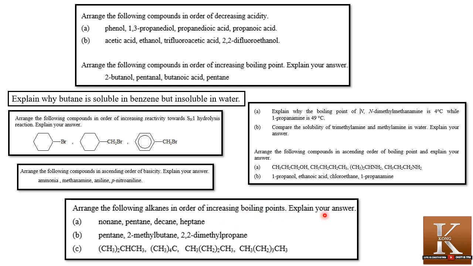Increasing boiling point and explain. Okay, and then this is the question related with explain. Explain why butane is soluble and benzene is not soluble. So this one is not about arrangement, but it's about explanation. Okay, same for here, explain the boiling point, okay, why? And then compare the solubility and explain. So this one just explain, no arrangement, get it?